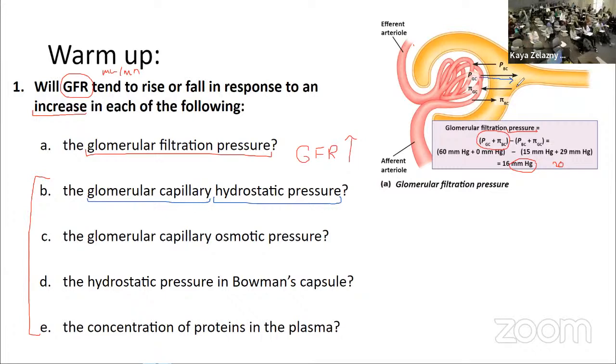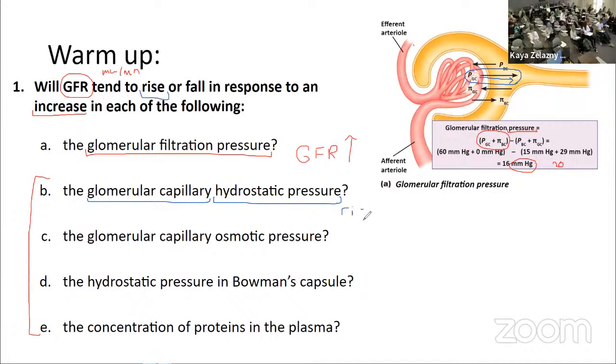Okay, so that's going to be one of our forces for filtration, and it's designated as PGC, hydrostatic pressures symbolized by that capital P. So overall, if we increase any force for filtration, that's going to increase our filtration pressure overall, which means we'll also increase our filtration rate. Okay, so it said rise or fall. So we're going to say rise here.